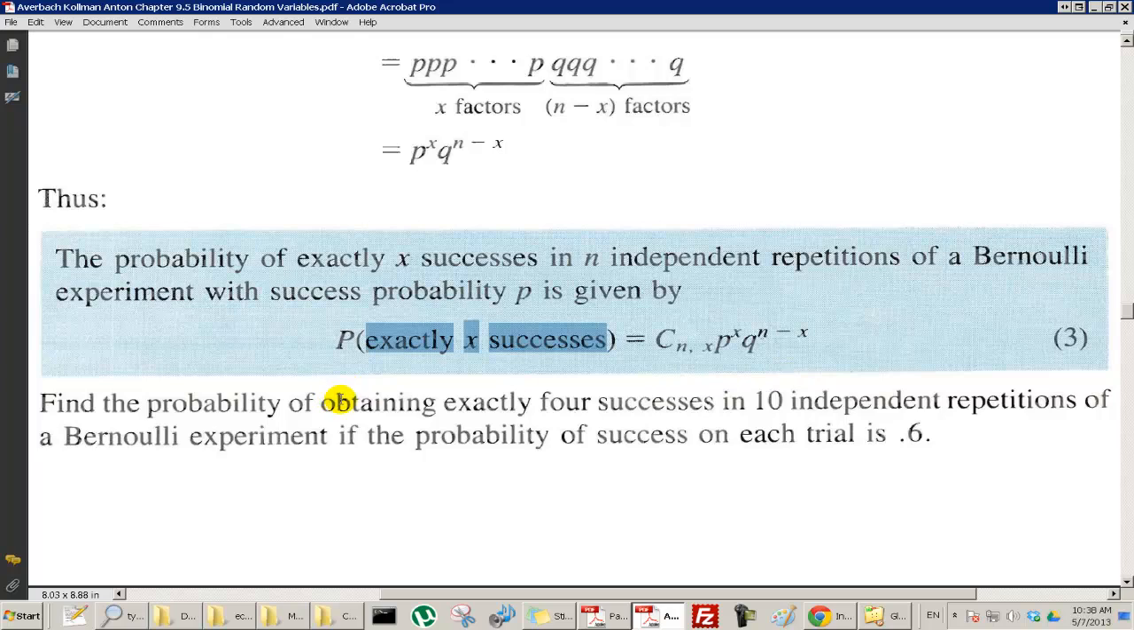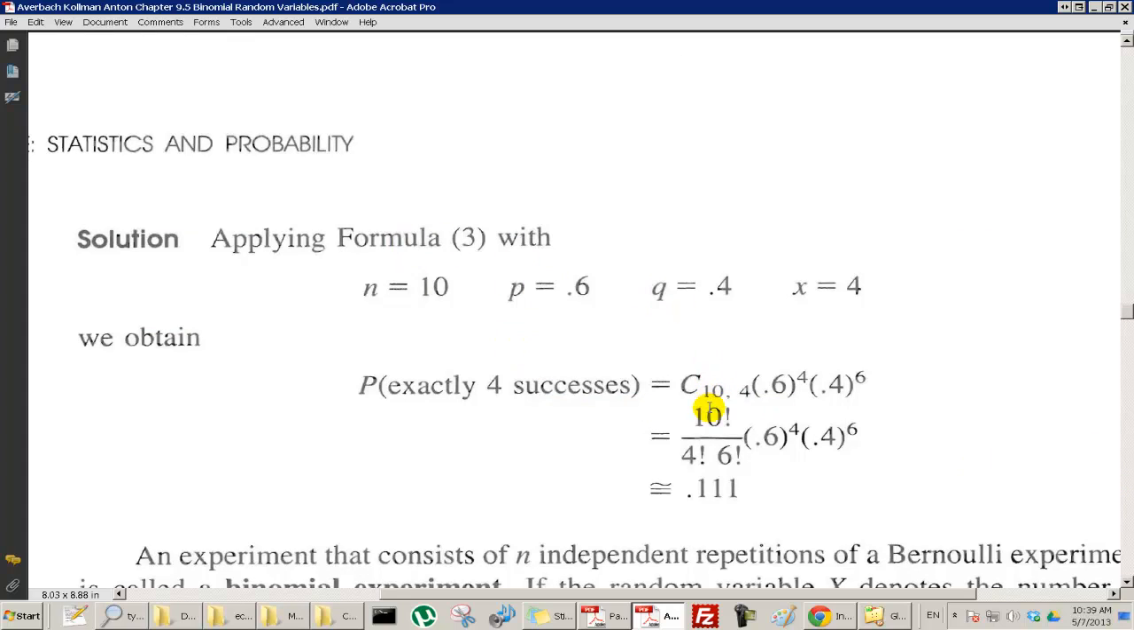Find the probability of obtaining exactly 4 successes in 10 independent repetitions of a Bernoulli experiment if the probability of success on each trial is 0.6. So here in this question, n is 10 and p is 0.6, and x, they said exactly 4 successes, so x is 4. So you just fill those in here and you get the answer. So they fill them in, they get the answer, which is 0.111.